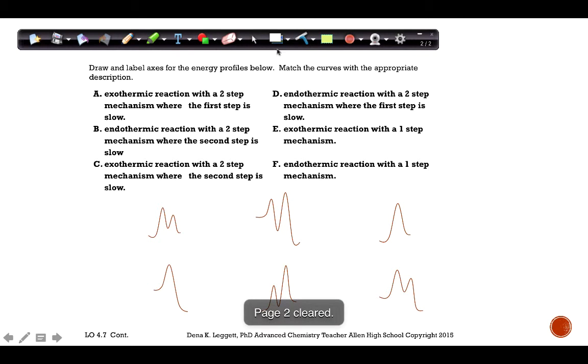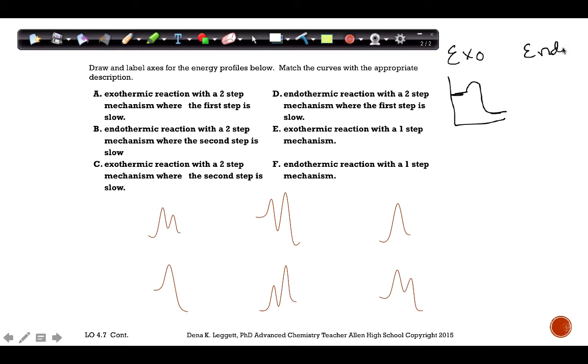All right, so in this particular question, we're basically going to match the description to our potential energy diagrams. We're going to find an exothermic reaction with a two-step mechanism where the first step is slow. Remember, an exothermic reaction would have the potential energy of the reactants higher and the products lower. And for an endothermic, I should see the opposite.